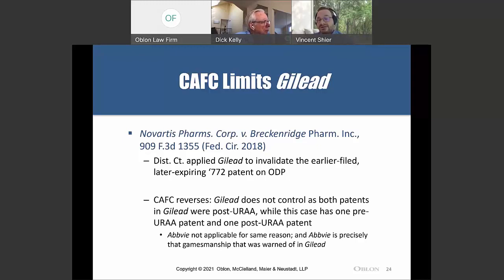Whereas in Breckenridge, the cases straddled the boundary. One, the first patent was a pre-URAA patent, and the other one was a post-URAA patent. And so the Federal Circuit looked at this as being really an issue of a very narrow legal question, and that was, can a post-URAA patent that issues after and expires before a pre-URAA patent qualify as a double patenting reference against the pre-URAA patent?